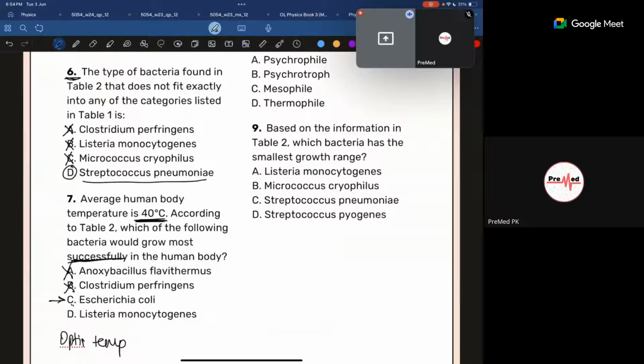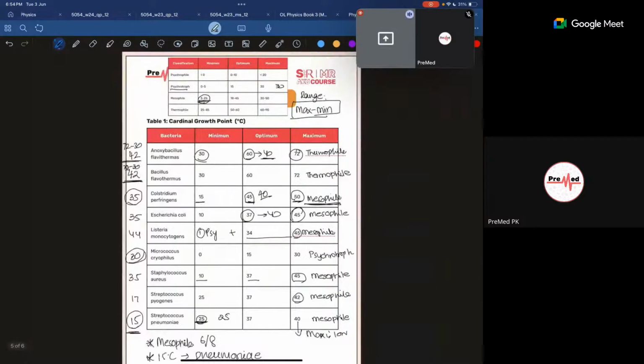So D is Listeria. We'll check this in the table. For Listeria, the optimum is 34 degrees Celsius and the maximum is 45. Since the optimum is quite low compared to 40, considering E. coli, it is very low than 40. So there might be a chance that some enzymes might not work at their optimum level because they are way above their optimum temperature.